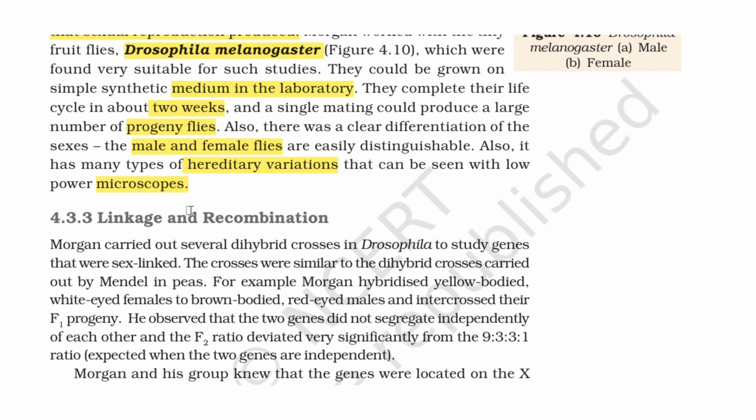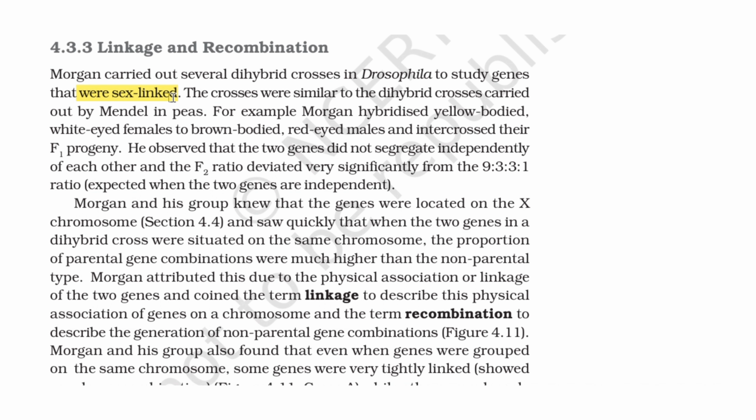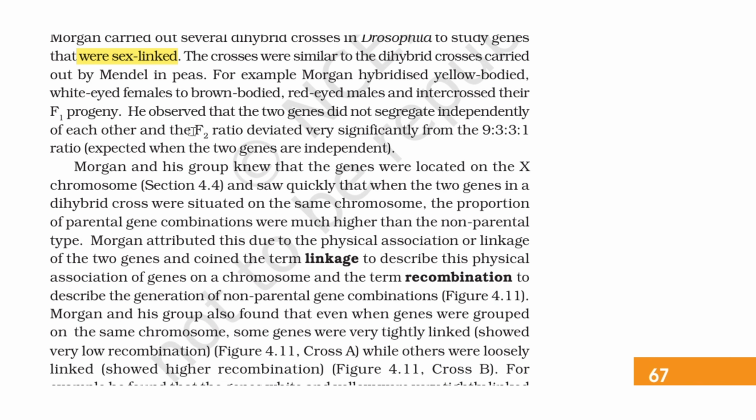Linkage and recombination. Morgan carried out several dihybrid crosses in Drosophila to study genes that were sex-linked. The crosses were similar to the dihybrid crosses carried out by Mendel in peas. For example, Morgan hybridized yellow-bodied, white-eyed females to brown-bodied, red-eyed males and intercrossed their F1 progeny. He observed that the two genes did not segregate independently of each other and the F2 ratio deviated very significantly from the 9:3:3:1 ratio, expected when the two genes are independent.